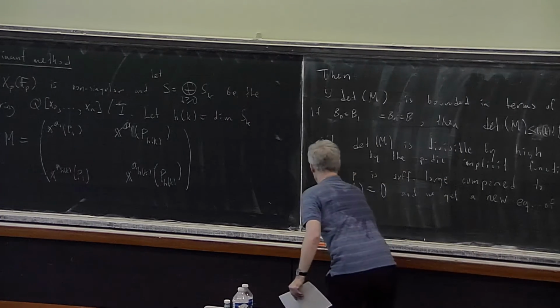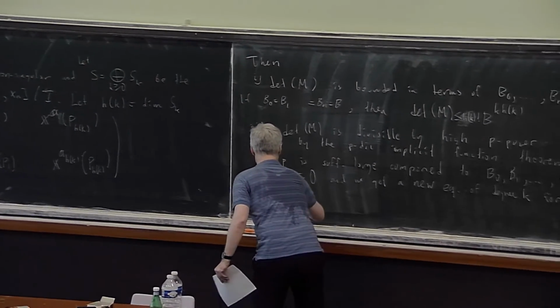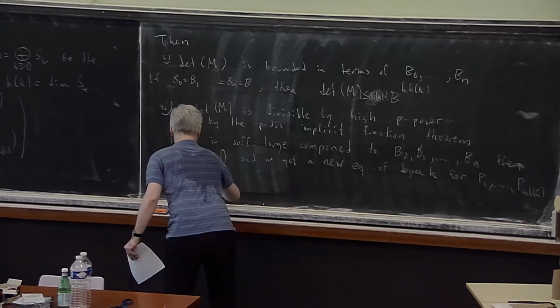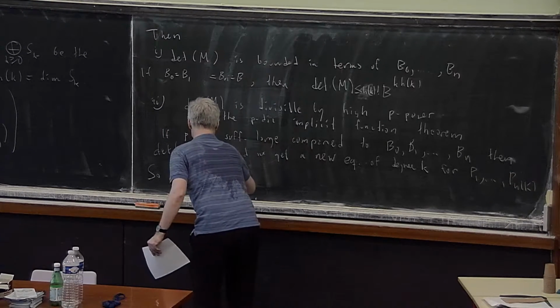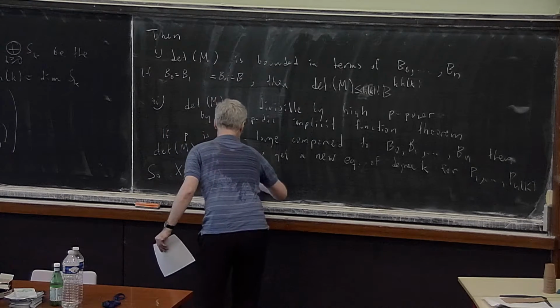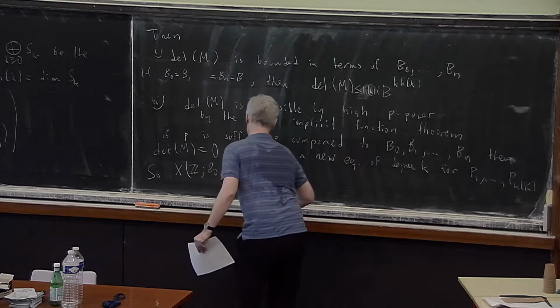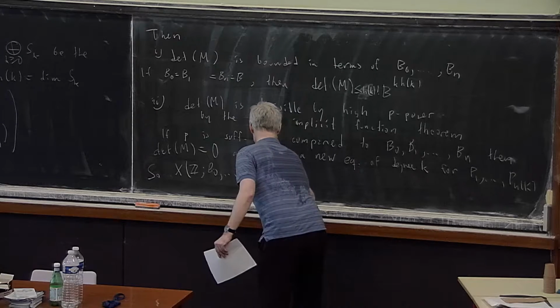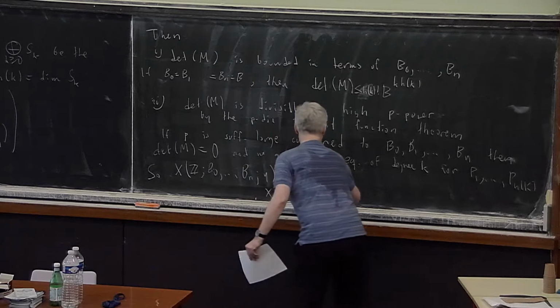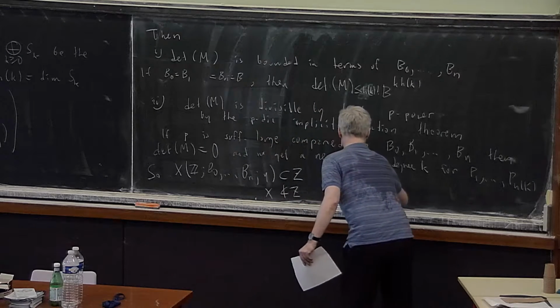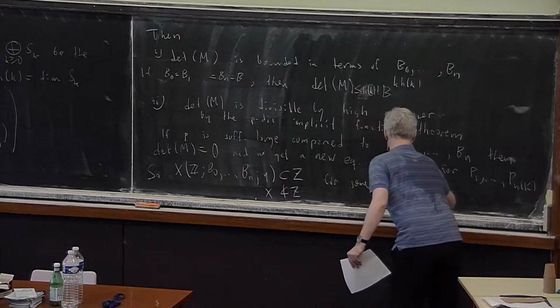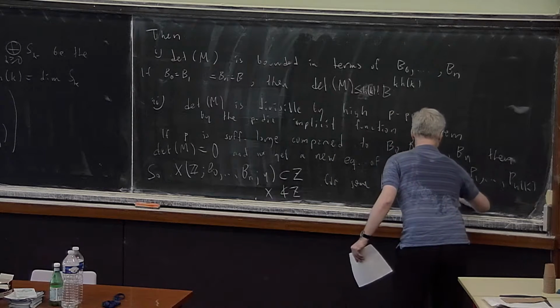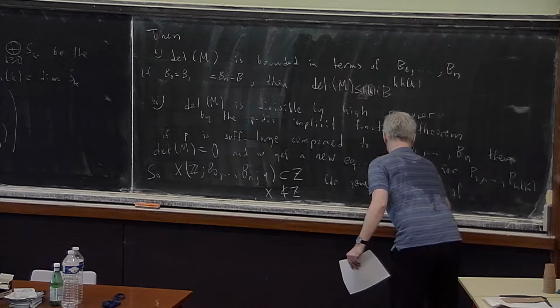So what we get is that if you take all the points here, B0 up to Bn, and all those reduced to P, then X is contained in Z, while X is not contained in Z, for some hypersurface of degree k.